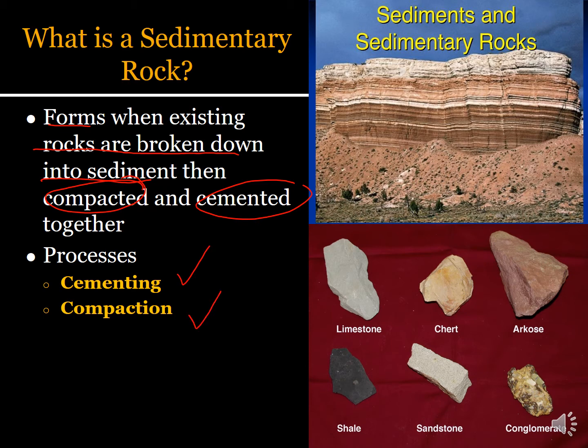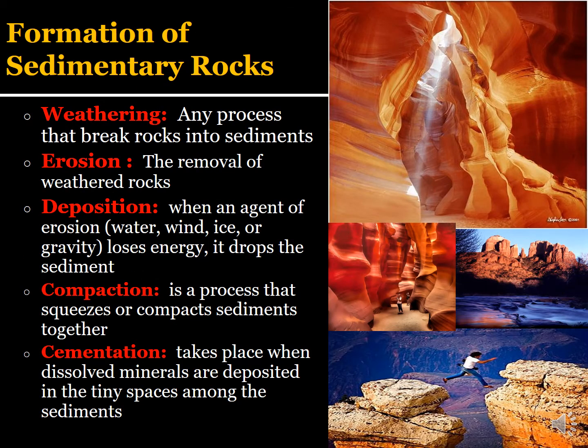So here are some examples on the right. We have limestone, sandstone. If you look here, you can see a lot of layers here. So the sediments is what makes sedimentary rock. So we can get these for multiple reasons. So weathering.